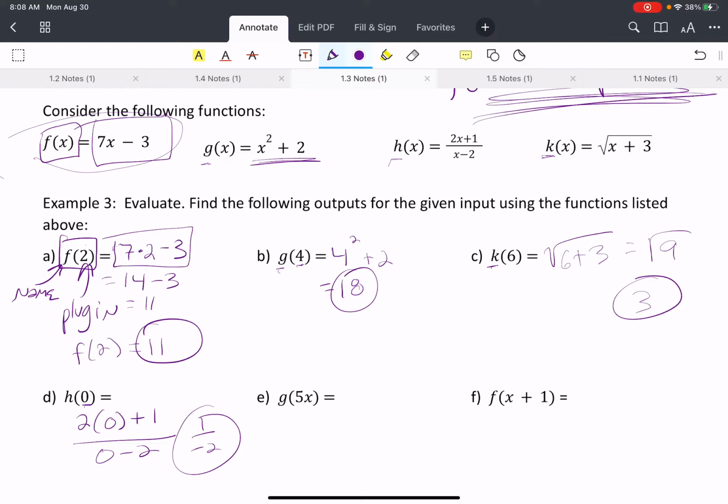What's different about E than on all the ones we've done so far? It has an x. It still has an x in it, right? Okay, but you want to treat it the same way. So I'm going to pick G. Okay, so G of x is x squared plus 2. Okay? But this time, I'm plugging that whole thing in. So G of 5x, and always put it in parentheses when you plug it in. Okay?